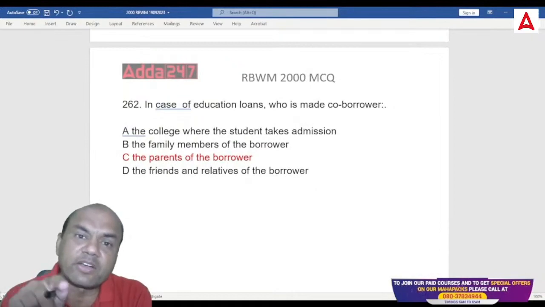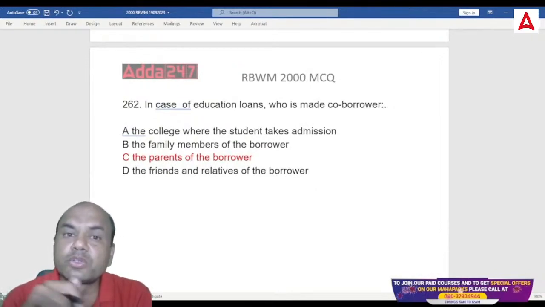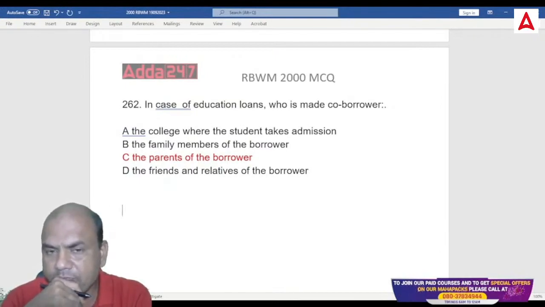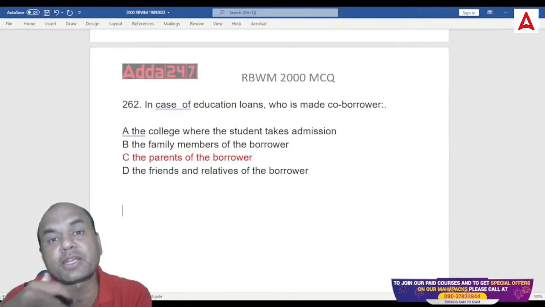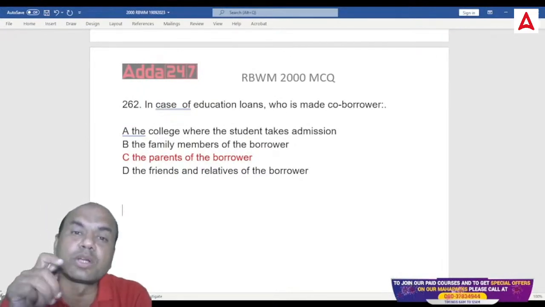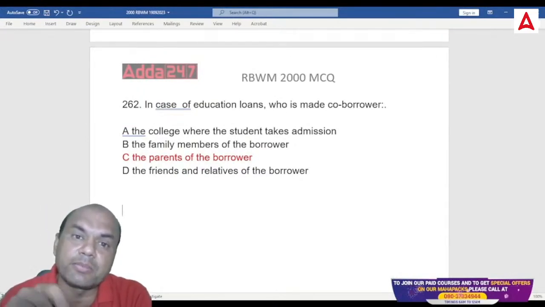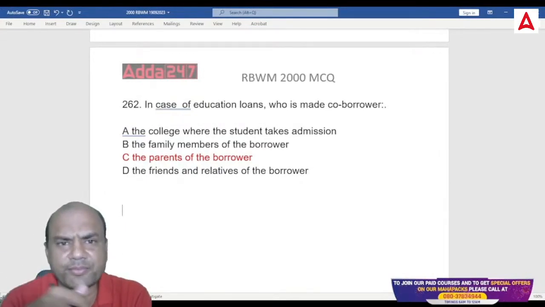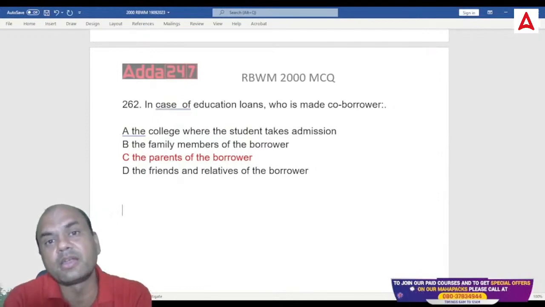Then what is expected from that loan? Who should repay that loan? Should the parents repay it or should the student repay it? What is expected from that loan? It is expected that the student should complete the course and repay the loan by joining a job or doing some business, anything. So that is the logic behind it.